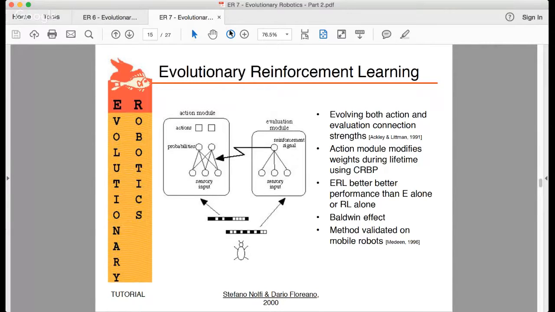And they validated this method, which is the evolutionary reinforcement learning, on mobile robots. So in this slide, they didn't mention a lot of details about evolutionary reinforcement learning, but in one of our next meetings, might be next week, might be the week after, we're going to discuss evolving artificial neural networks. And we're going to discuss evolutionary reinforcement learning in more depth. Because I like what they mentioned in this slide, but I feel like we can add a lot to this area.